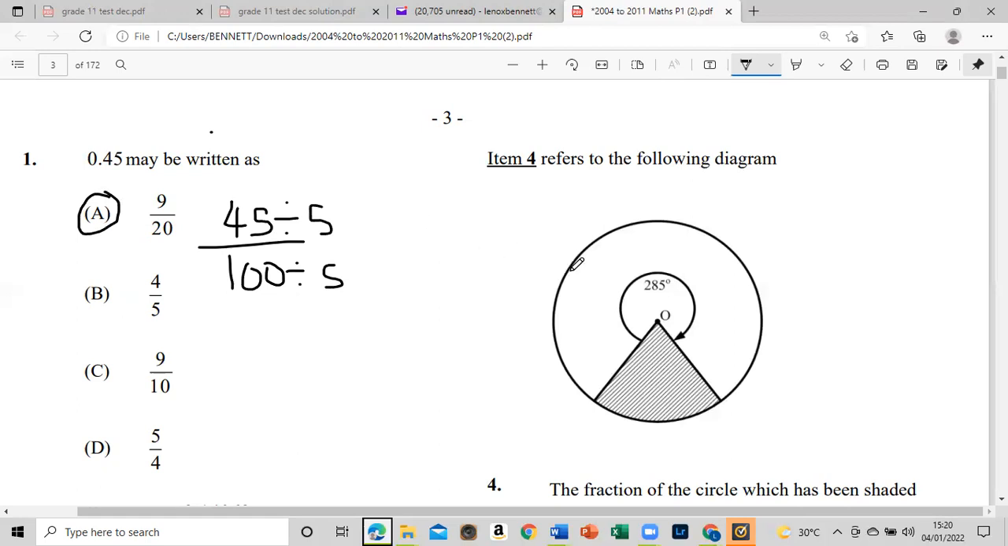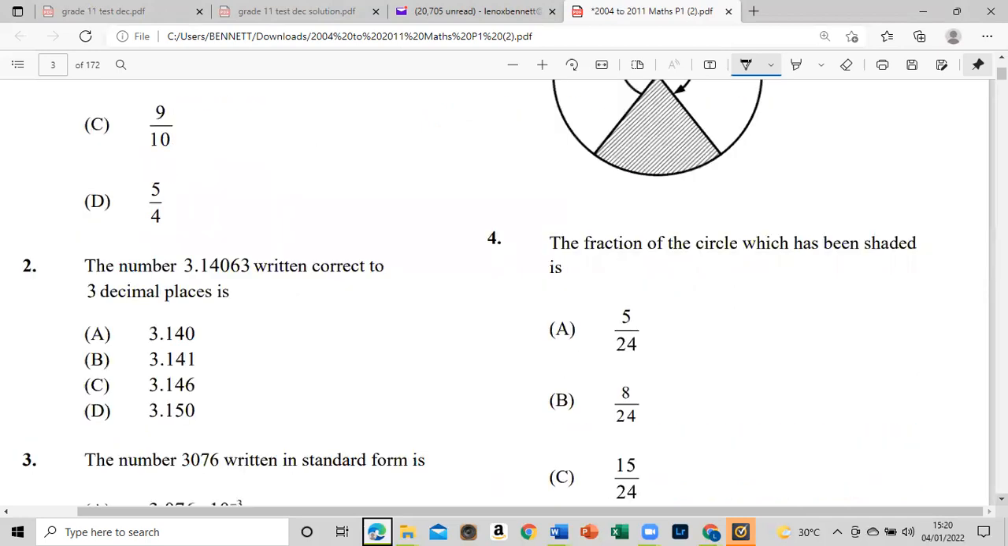Alright. Let's move on to number 2. The number 3.14063 written correct to 3 decimal places is... So first we have to go to the 4th number. If it's 3 decimal places they want, you have to go to the 4th number after the decimal point. So it's 1, 2, 3, 4. So 6 we are free. If it's 5 or greater, we add 1. We're going to add 1 to the 0 and we get 3.141.